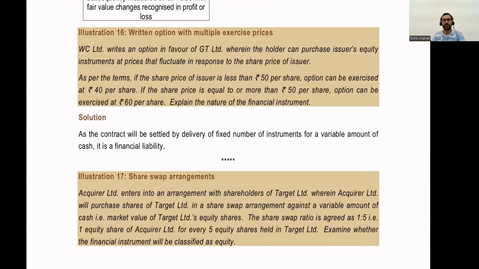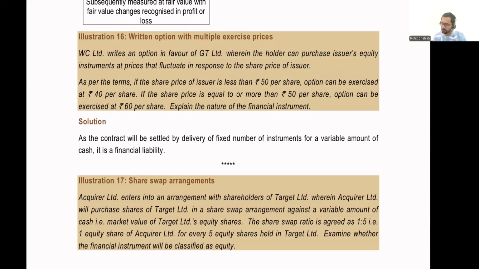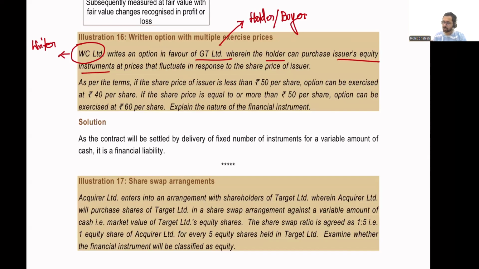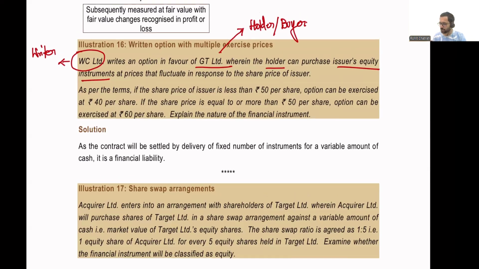Let's now move on to illustration number 16. WC Limited writes an option in favor of GT Limited. So WC is basically the writer and GT is basically the holder, or the buyer, and WC is the writer of the option, wherein the holder can purchase the issuer's equity instruments. So GT Limited has a right to buy the shares of WC Limited itself at prices that fluctuate in response to the share price of the issuer.